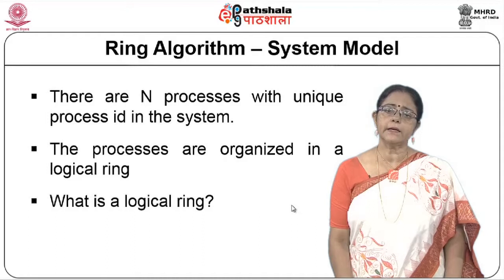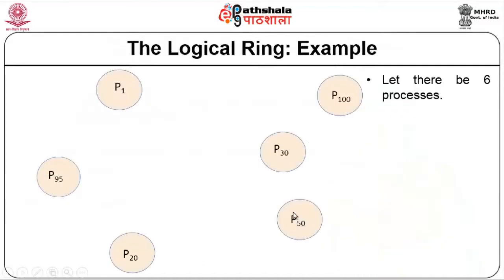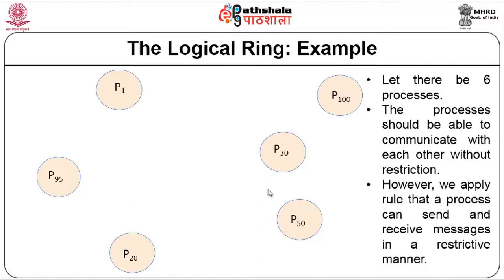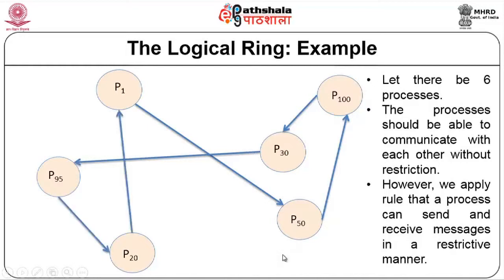So, let us look at the beauty of having a logical ring. We have in this system 6 nodes having different node IDs, and these are unique IDs, as we have already said. Normally these nodes are capable of communicating with each other freely, but we put the rule that a specific node can communicate only to a specific node and can receive from a specific node. For example, if we say P1 is able to communicate only with P50, P50 will be communicating only to P100, P100 to P30, and so on.